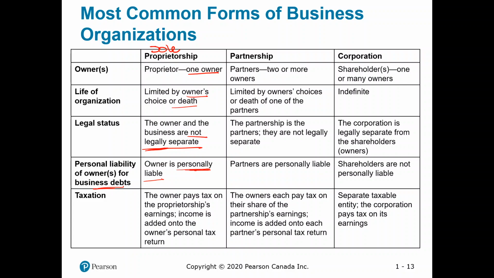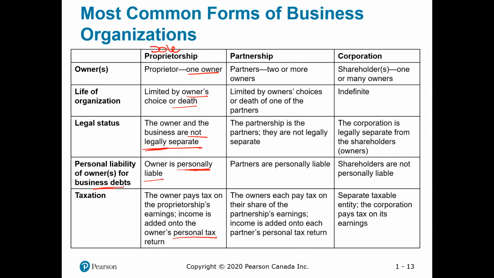For tax purposes, the owner in a proprietorship pays tax on the personal tax return. So there is a statement in a personal tax return for business income, and the sole proprietor would fill that out, and that income would go right into their personal tax return. There's not a separate return that needs to be filed.